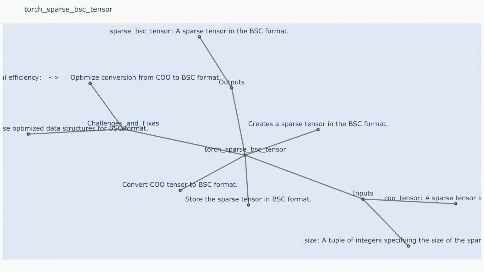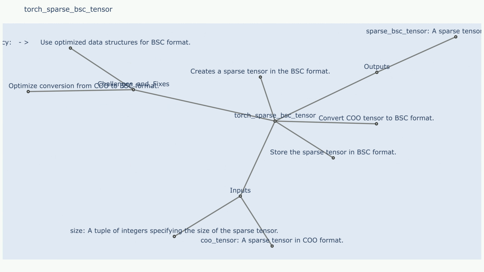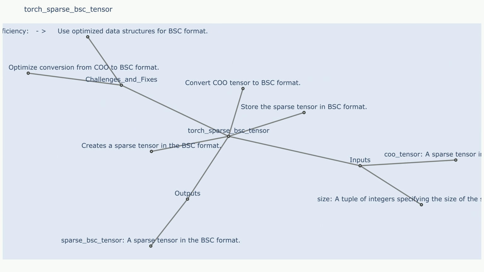Challenge 2. The size input must be a 2D tensor of shape 2. Sample use case that resulted in challenge 2. If the size input is not a 2D tensor of shape 2, the function will raise an error. Fixes to challenge 2. Ensure that the size input is a 2D tensor of shape 2.